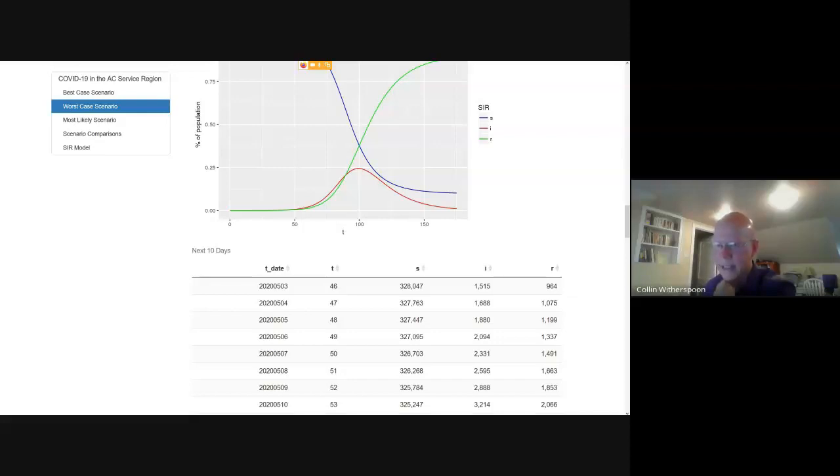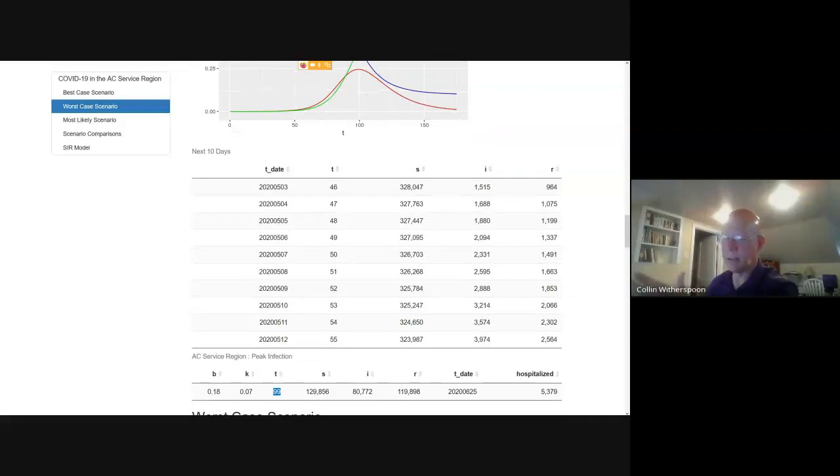And that peaks at 99 days. Okay, so that's the best case scenario. Now, we know we're not there because we haven't tested anywhere near enough. The city of Amarillo has tested about 1.9% of its population. The state of Texas, about 1.5% of the population. So we know there are more infected people.